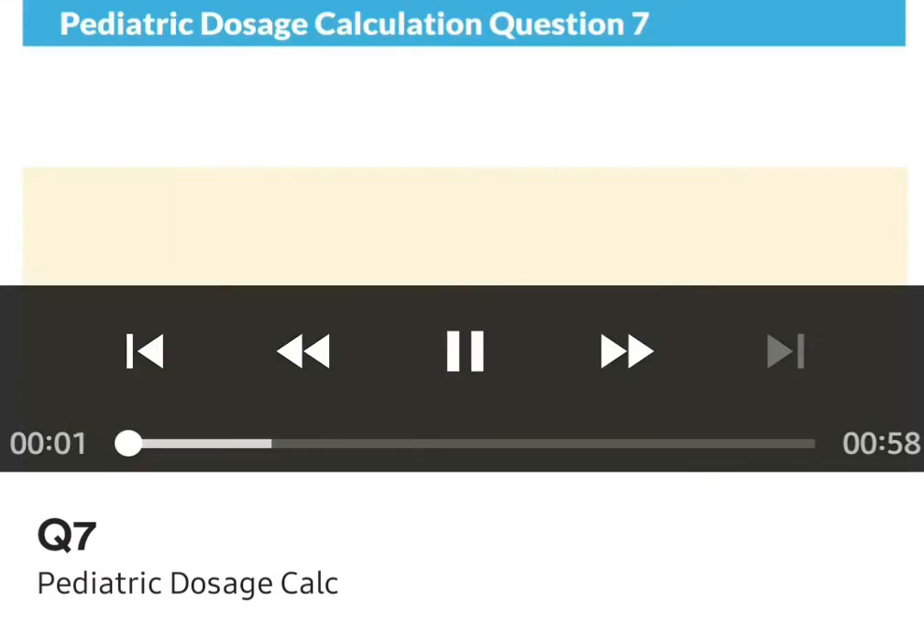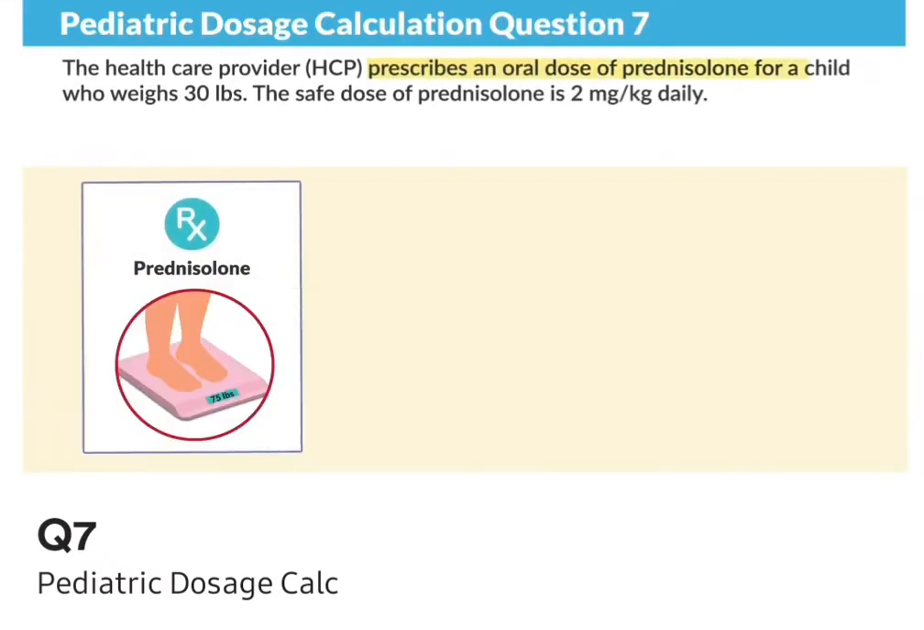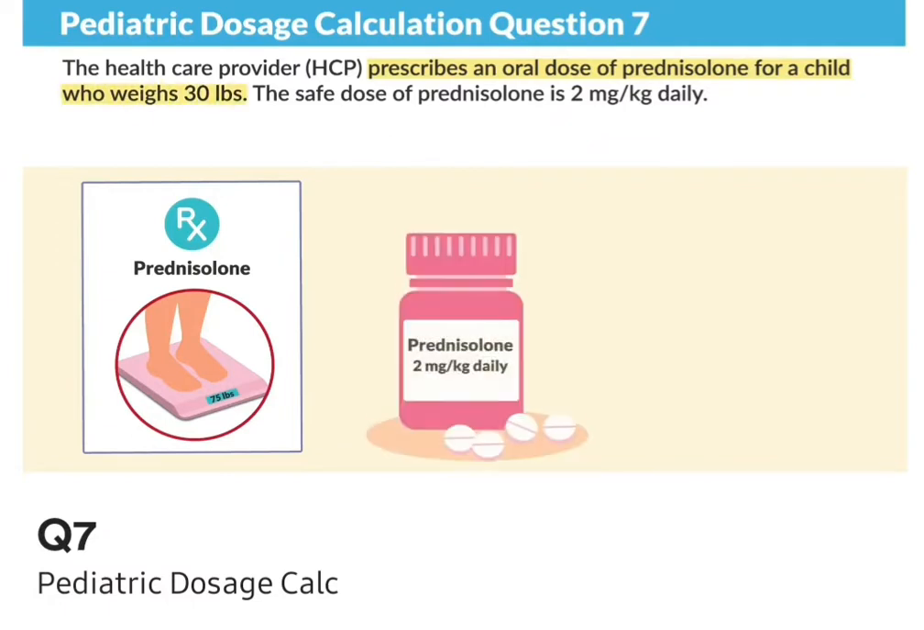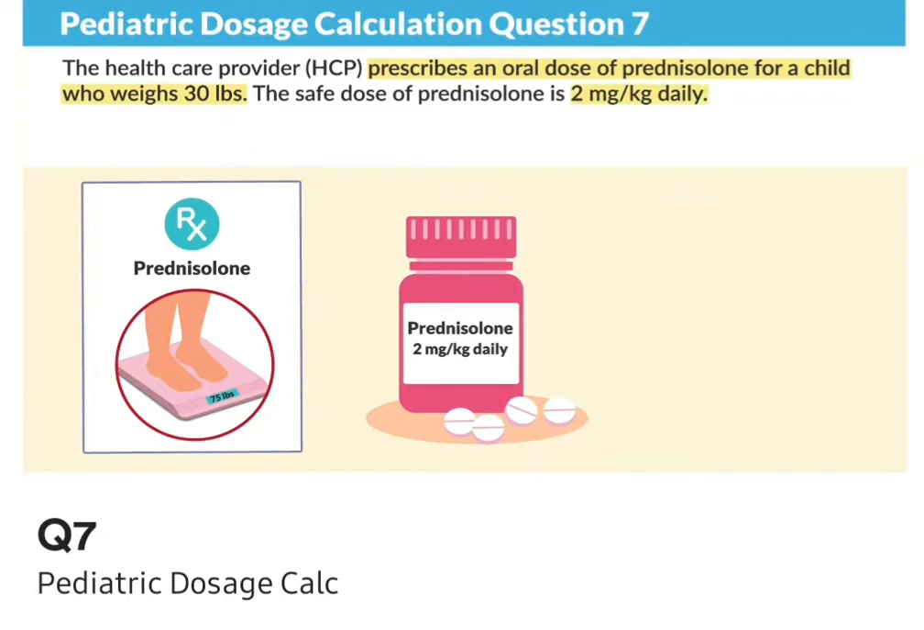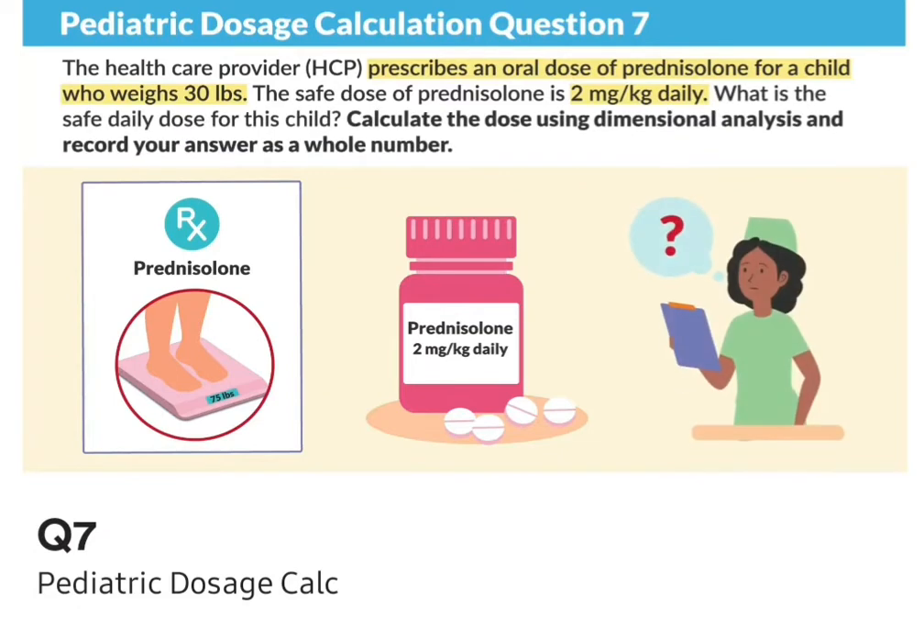Now for question 7, the provider prescribes an oral dose of prednisolone for a child who weighs 30 pounds. So the safe dose of this drug is 2 milligrams per kilogram per day. All right, so they're not giving us a range, so it's a little easier. What is the safe daily dose for the child?